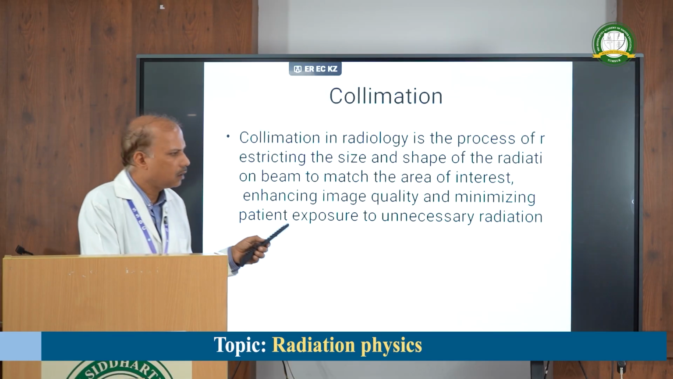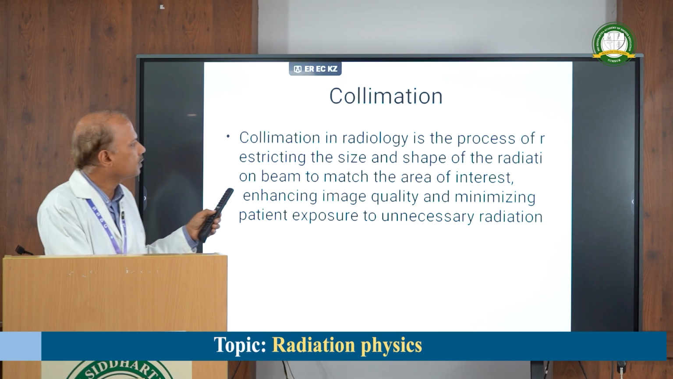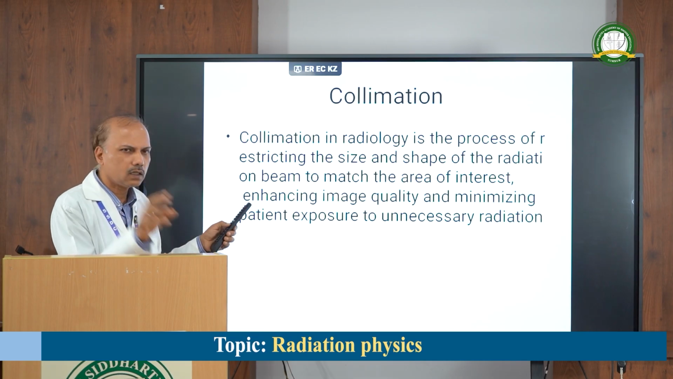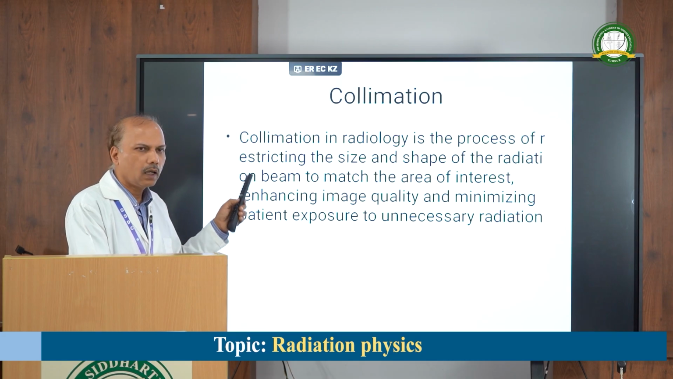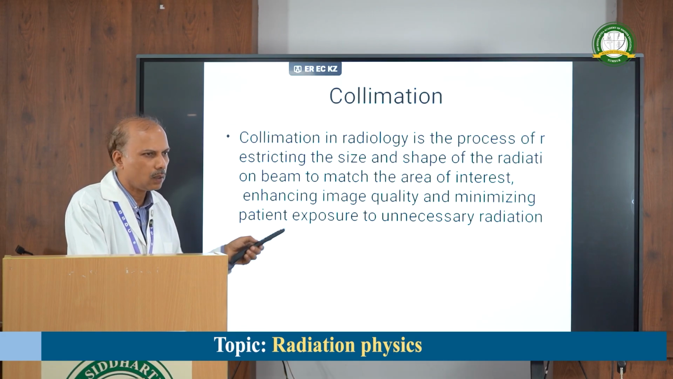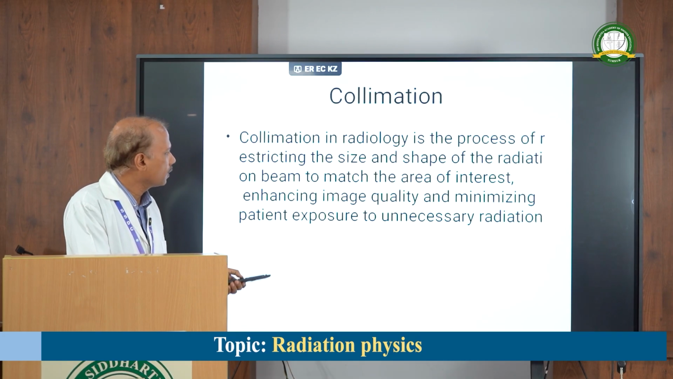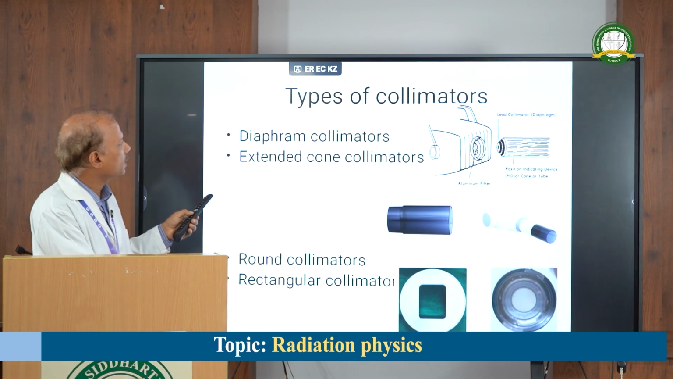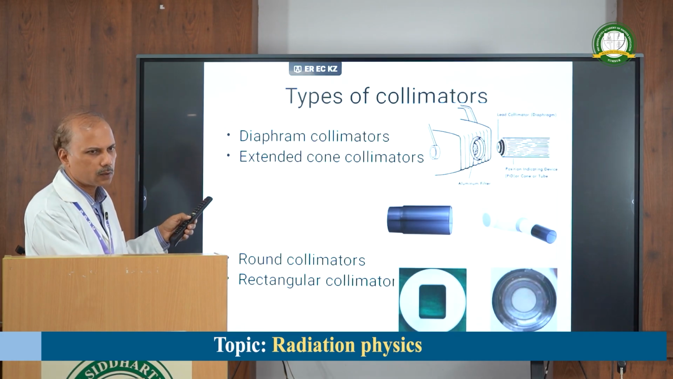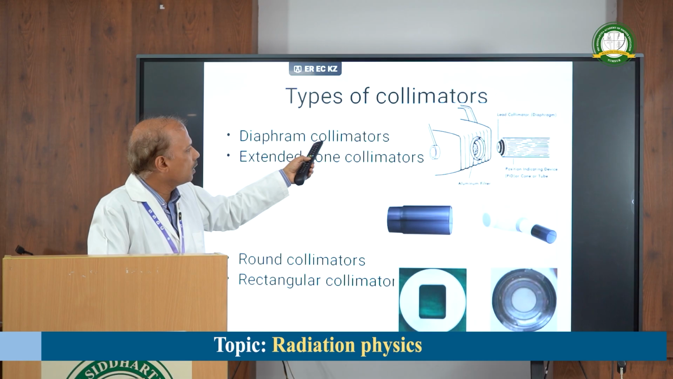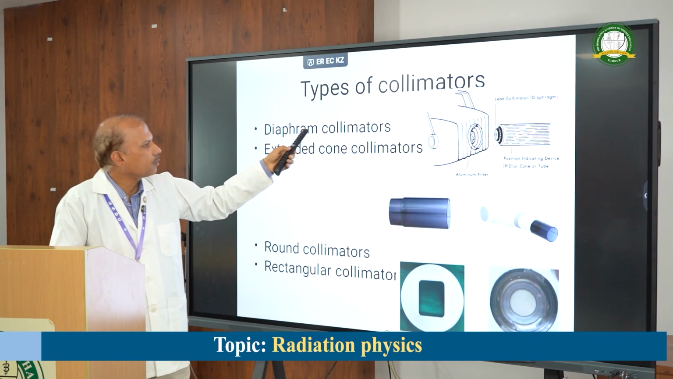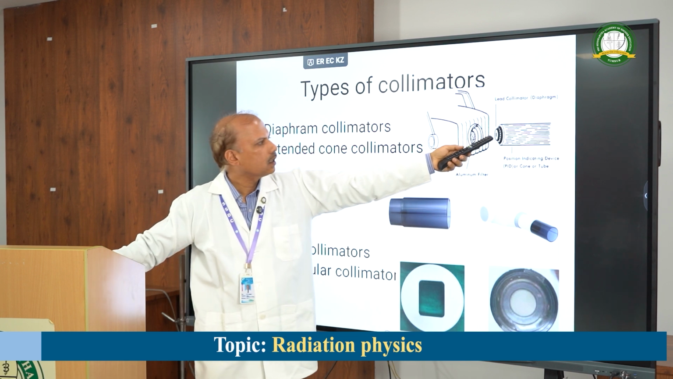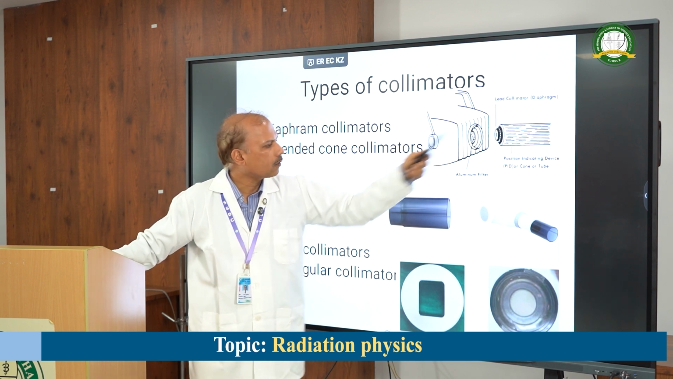Then is the collimation. Collimation in radiology is a process of restricting the size and shape of the beam to the particular area. So it will enhance the image quality and reduce the patient exposure. There are different types of collimation based on the location of the collimators. That is the diaphragm collimator, which is located just in front of the X-ray tube.